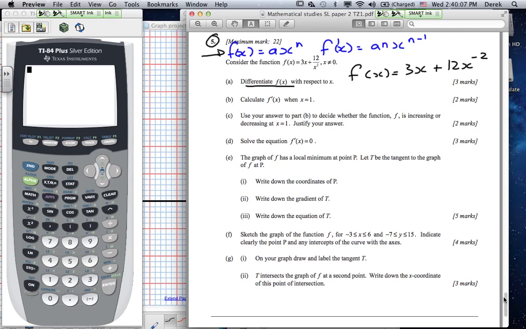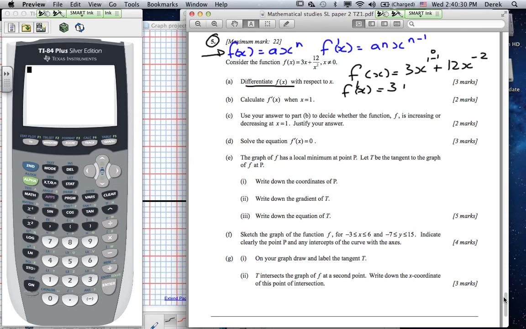If there's ever a case where your x is in the denominator, bring it up to the top and just change the sign of the exponent. So therefore f prime of x will equal 3, because this is 1, it's going to be 1 times 3 is 3, and then you subtract 1 from the exponent and that makes it x to the 0, which is 1, so you can just leave it as 3.